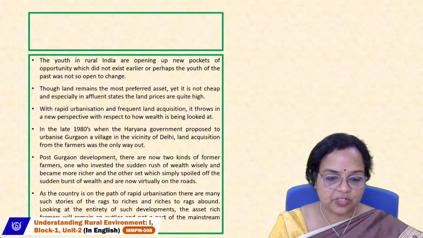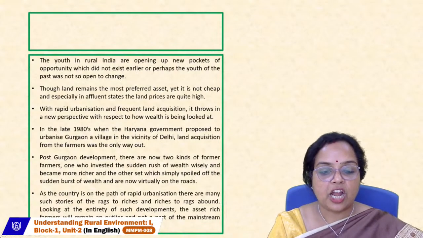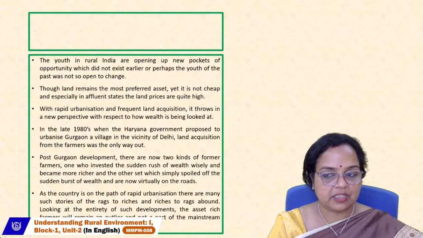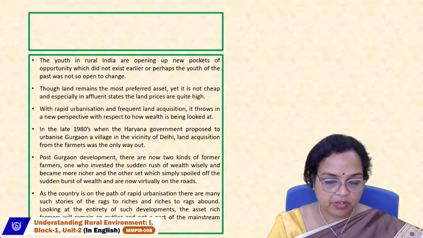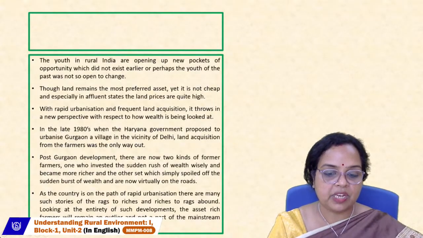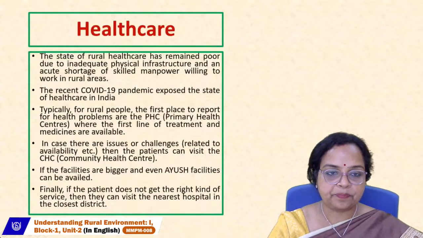Looking at the entire picture of development, the asset-rich farmers will remain an outlier and not a part of the mainstream story of rural India. This is again the challenge. Those who are rich farmers are limited in numbers. They remain on the outlier of the mainstream of rural India.